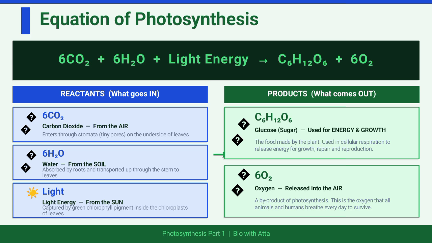So, in simple words, plants take in carbon dioxide and water, use sunlight, and give out glucose and oxygen. I always tell my students, think of it like a recipe. Carbon dioxide and water are your ingredients, sunlight is your oven, and glucose is the delicious food that comes out. And oxygen is a bonus gift for the rest of us.